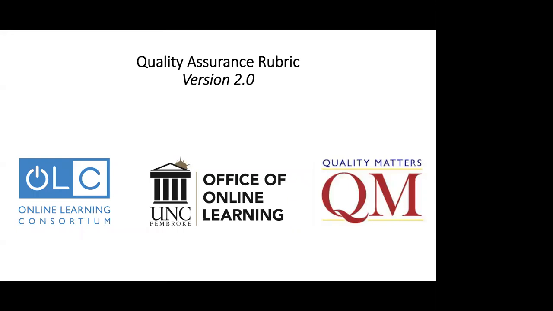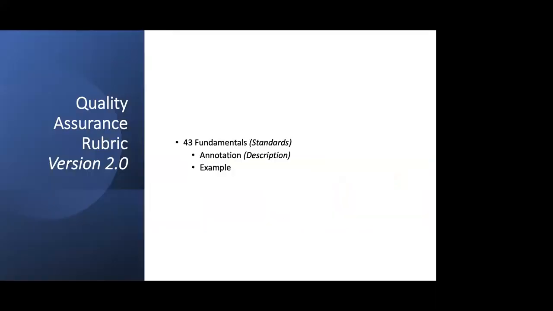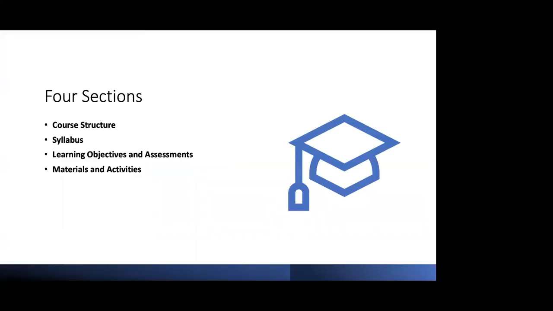Essentially right now we're on version 2.0 of our quality assurance rubric. The way we developed the rubric is kind of a mashup between some elements of Quality Matters and some elements taken from the Online Learning Consortium, or the OLC. So it was developed in-house, but inspired by these two rubrics. What we have essentially is 43 fundamentals, or typically called standards, and each fundamental includes an annotation or description, and we also provide examples as well.